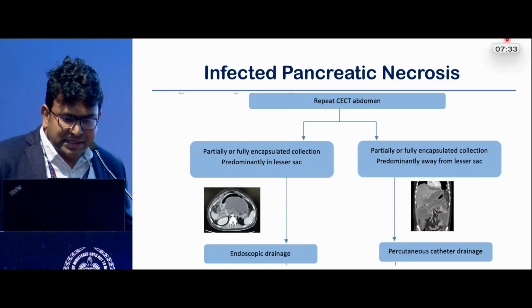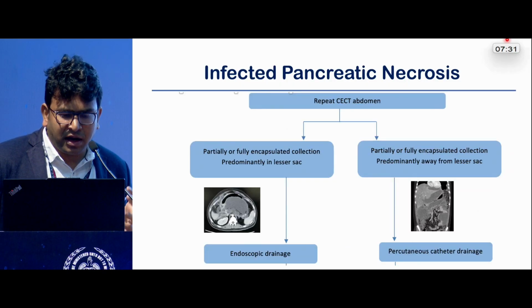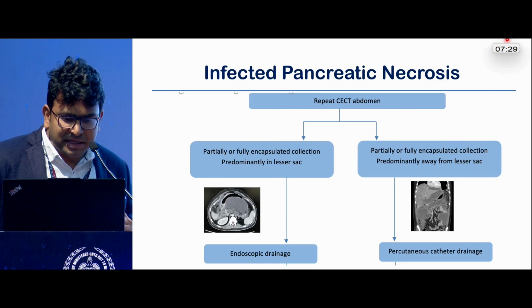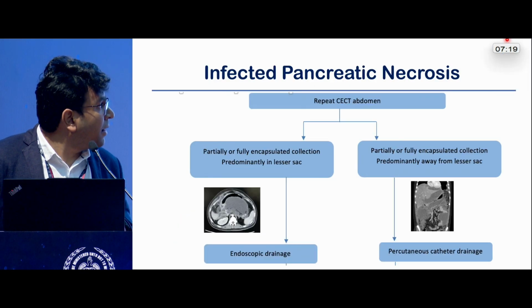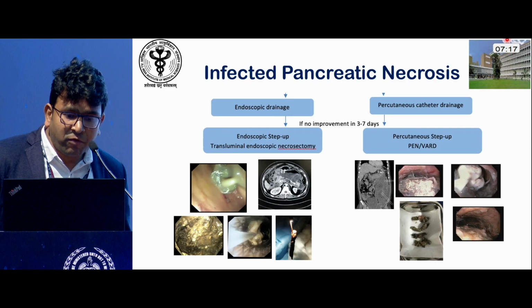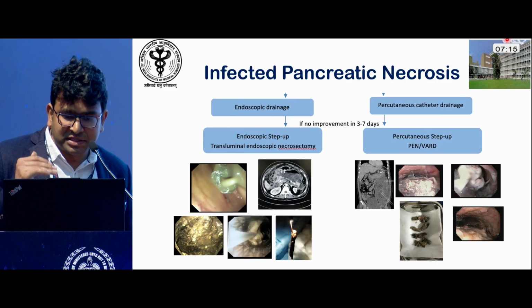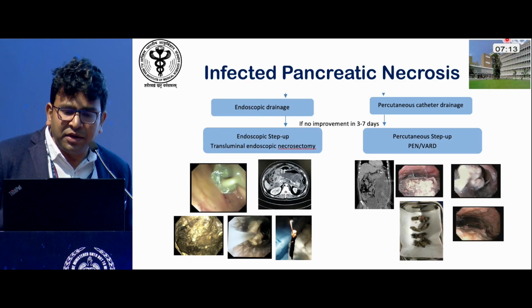So this has been the approach at our institute. If the collection is partially encapsulated, in close proximity to the stomach or duodenum, you do the endoscopic drainage, or if it's laterally placed, you do the percutaneous drainage, and you wait for a while for the patient to improve. Or if there is persistent sepsis or infection, you do the transluminal necrosectomy or percutaneous necrosectomy, which is called PEN, or video-assisted retroperitoneal debridement.